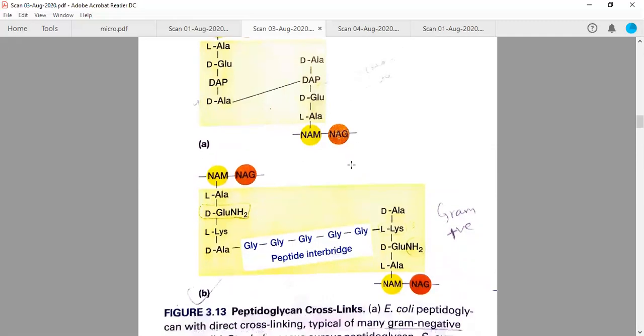Okay. But suppose diaminopimelic acid is not present, it is absent, which is generally happening in gram-positive bacteria. They have L-lysine instead of diaminopimelic acid. Then what will happen? This will not have this extra acceptor arm. So what will happen here? A peptide interbridge or some other interbridge is used to link this alanine, the second last alanine of one chain, with the third L-lysine of the second chain of NAM and NAG residues.